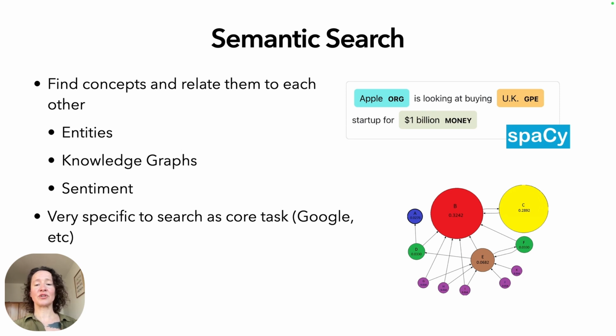And they have a bunch of really good guides. This is from their guides on how to use the entity part of spaCy. And here we can see we have a sentence: Apple is looking at buying UK startup for $1 billion. And we see that spaCy has found Apple, characterized it as an organization correctly, UK, which is a geopolitical entity, and then 1 billion, which is money, right?